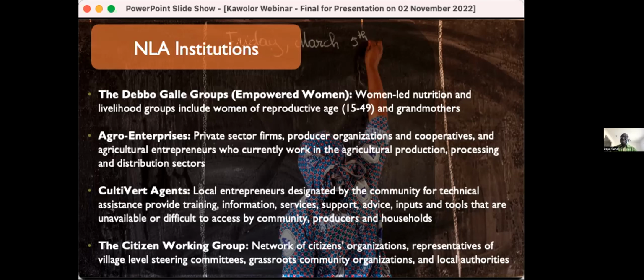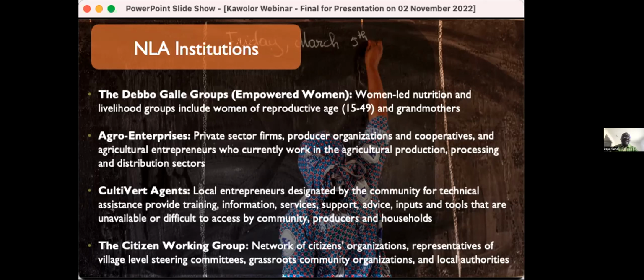There is also the cultivar agent. We'll talk about cultivar later. They are local and appointed by their own communities to provide technical assistance, information, services, and support to whoever needs it in the community to produce healthy and nutritious food. The last group that we work with in the NLA process is called the Citizen Working Group. It's a network of volunteer citizen groups at the village and local level, and they have been extremely helpful to the NLA process in the community.